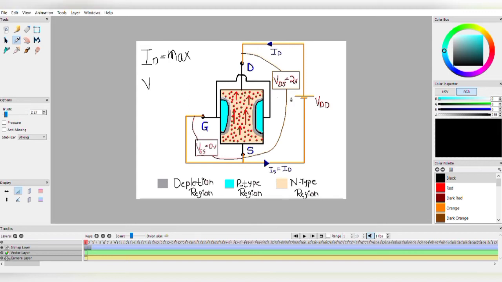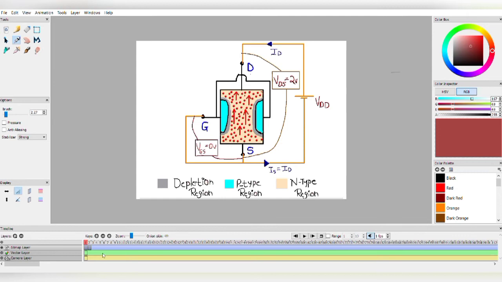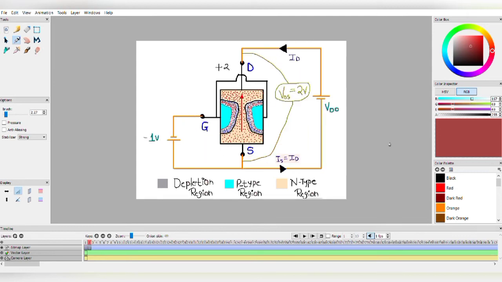Now we will see a different case. When I give negative 1 volt to the gate terminal, and I have kept the drain to source voltage constant, it means around 2 volts. Here also we had taken 2 volts, so not a big issue.